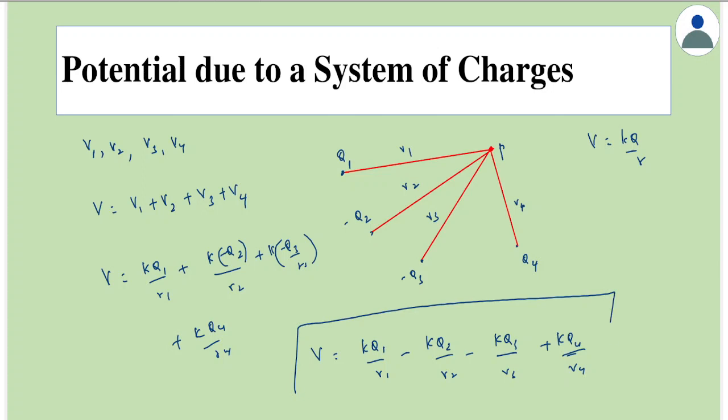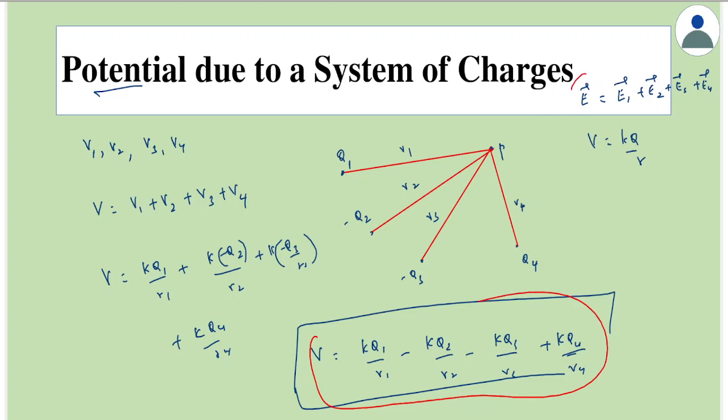Now keep in mind that the reason we adopted the concept of potential is to simplify things. Otherwise, at this point, the net electric field would have been the vector sum of individual electric fields, and adding vectors is not an easy task. It is a little complex. So to avoid such a problem, we have brought in the idea of electric potential, which simplifies things. Adding potentials is much easier than adding electric fields.